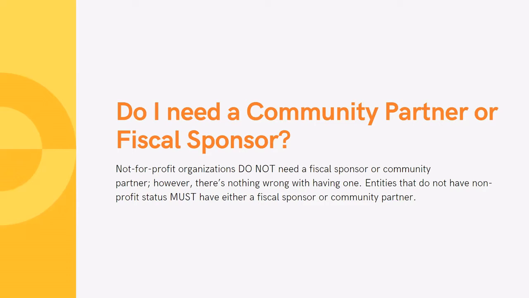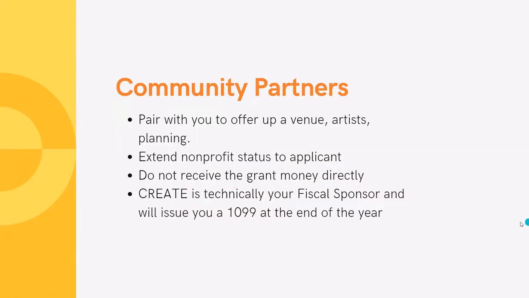If you are a nonprofit and you're applying to either of these grant categories, you don't have to have either a partner or a sponsor because you are already a nonprofit, you have that set, but you definitely can if you do want to. For instance, if you're doing a concert series with another organization, you could include them in your application as a community partner. So for both community partners and fiscal sponsors, the main role that they're doing is extending their nonprofit status to you so that you can apply to this grant.